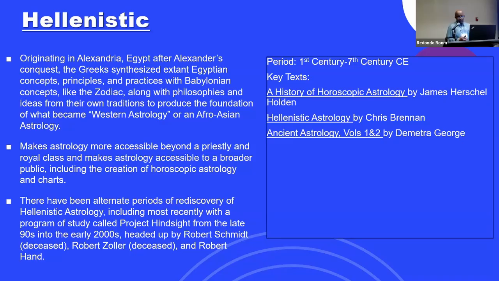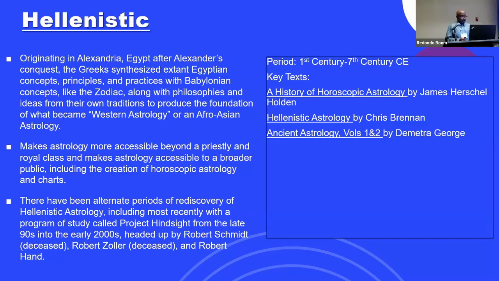One of the things that also happens is that astrology becomes more accessible beyond a priestly or royal class. There are charts that we have found for slaves, for enslaved people, for ordinary people, for farmers, all kinds of people. So it becomes much more broad-minded.